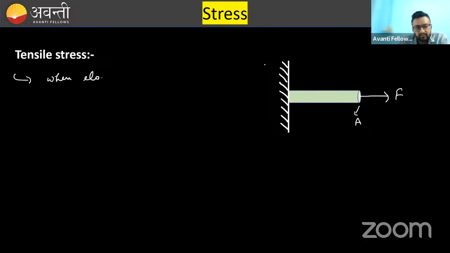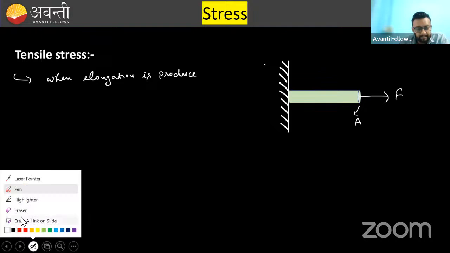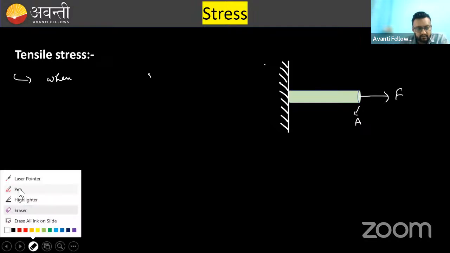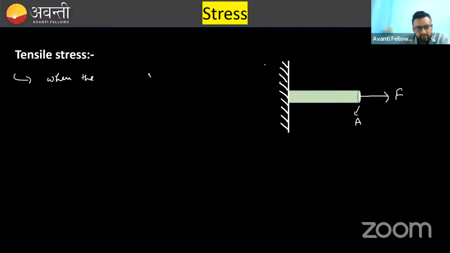So what you learn from the tensile stress is, when the force tries to elongate the body, then the stress is known as tensile stress. I think it is clear.